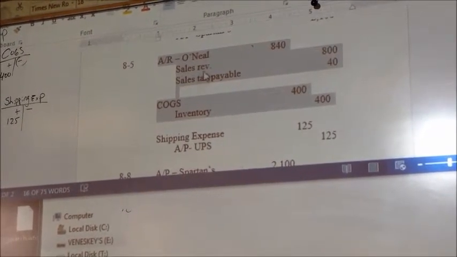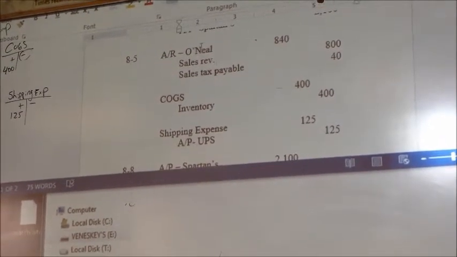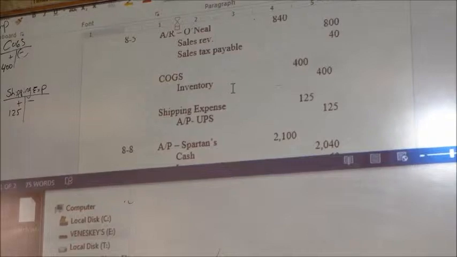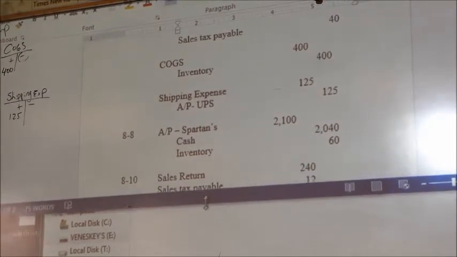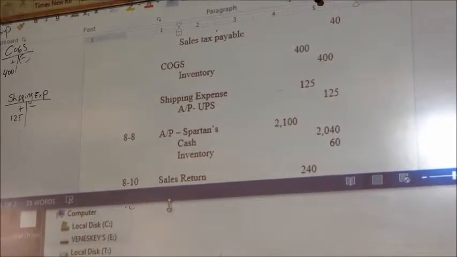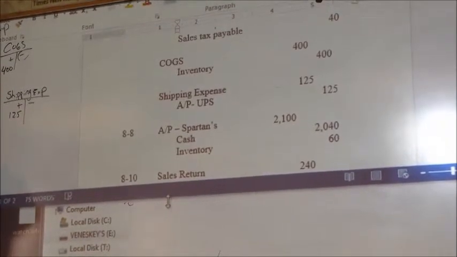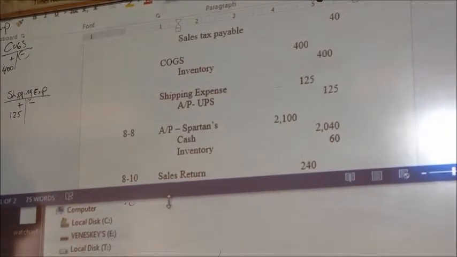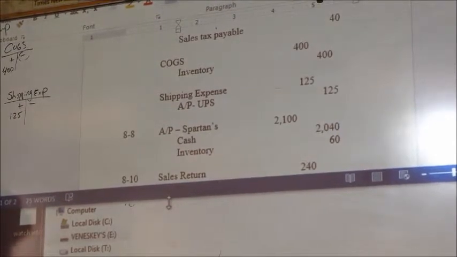So as my debit, I don't want to call it a sales revenue, but instead I'm going to call it sales return. And how in the world did I get 240? You charged him $80 a unit. Right. You returned 3 of them. I charged him $80 a unit up there on August 5th.